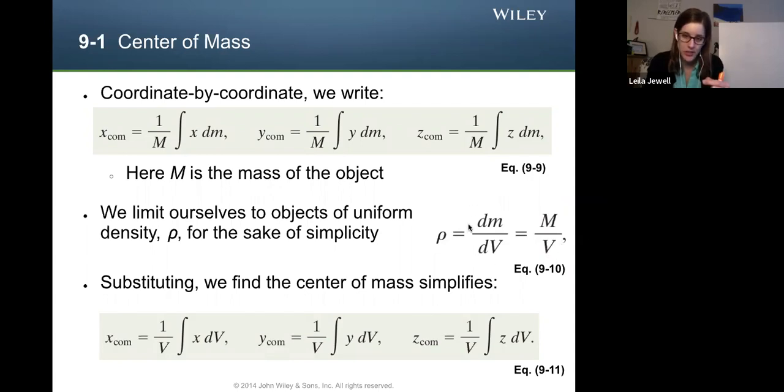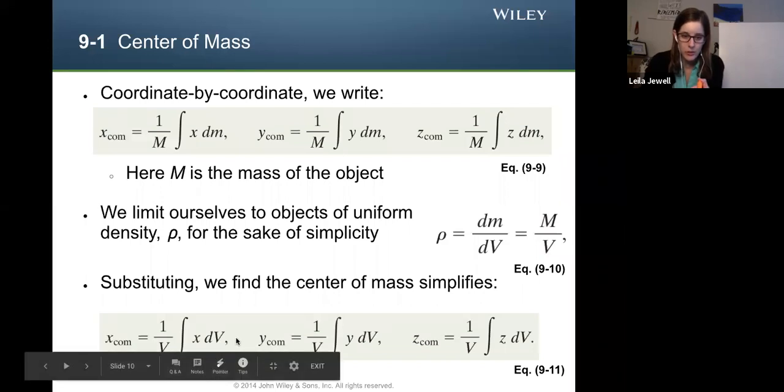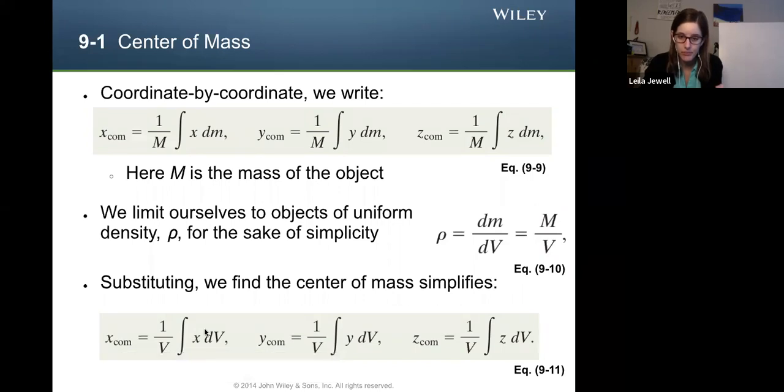So using this relationship, instead of writing our integrals in terms of infinitesimal mass, we can write them as volume integrals. And that's what's shown here on the bottom. This is a much more common way to calculate the integrals, where you have x, and then a volume integral, which might have some x dependence in it, and so then that x makes a difference. So it's 1 divided by the total volume times this integral of each coordinate, x, y, and z, dV.